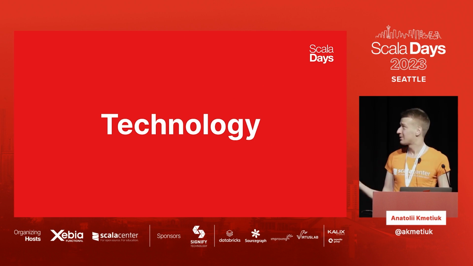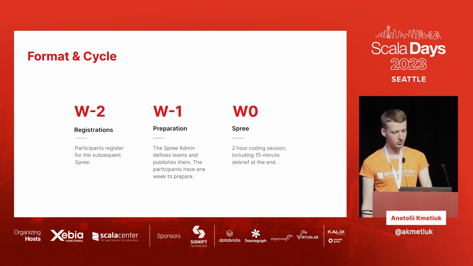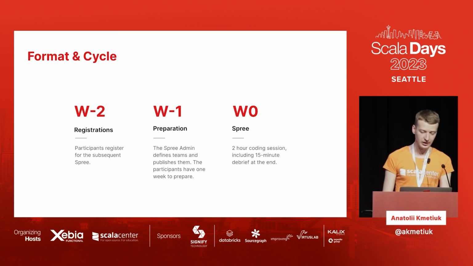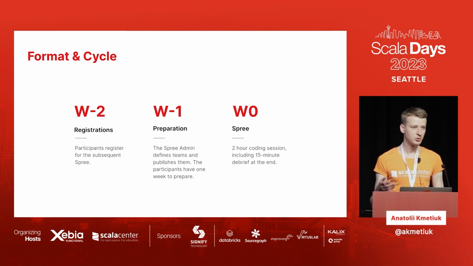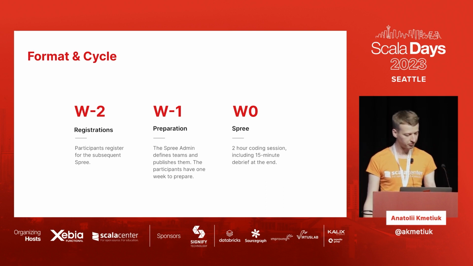But I can give you some sneak peek at how it looks technology-wise right now. What do we have before it is formalized somewhere on GitHub? So first of all, the format. We figured out that the 3-week format works well. So the W-2 stands for week -2. It's a week of registrations where people can come and register to the next spree to indicate that they're coming and which issues they are willing to work on.